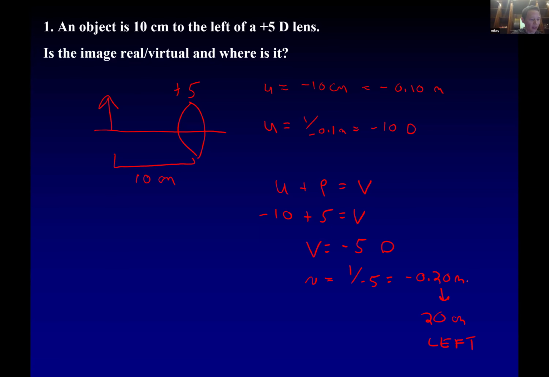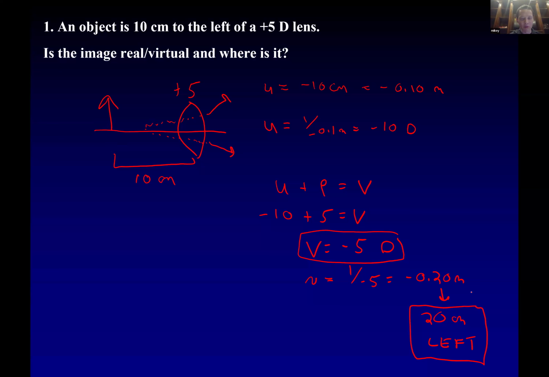Another way you can think about this, if it helps you remember, is that image vergence is negative. So that means that light that comes out of the lens is diverging. Negative vergence is diverging, so light is diverging out this way. The light is never going to meet on the right-hand side of the lens. You have to draw imaginary lines to see where it's coming from, so you know it's on the left side of the lens. The last part is: is it real or virtual?